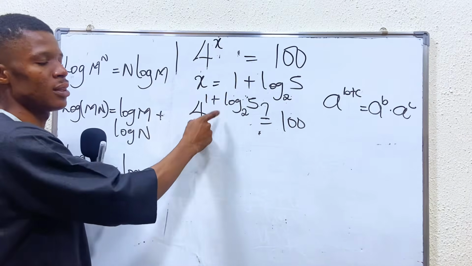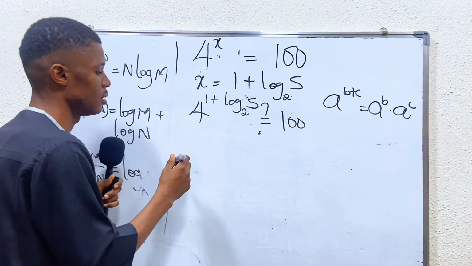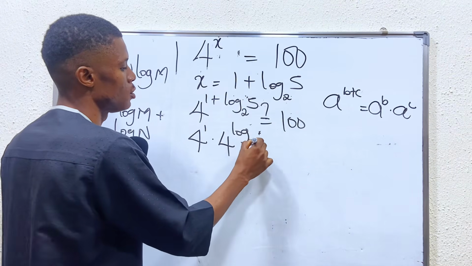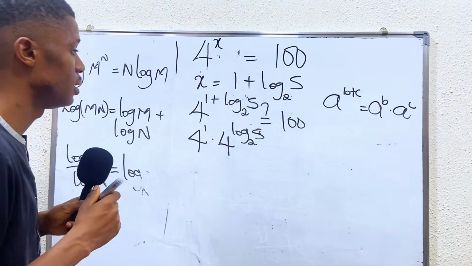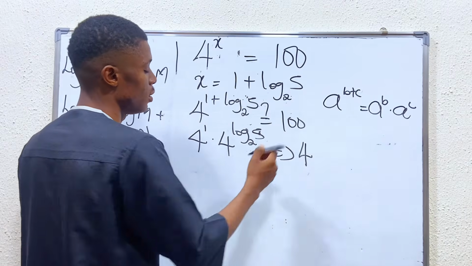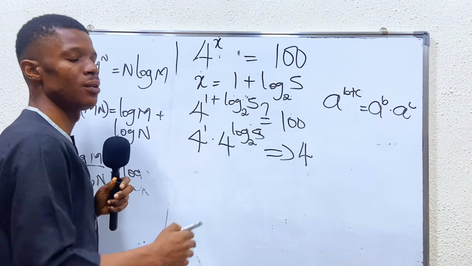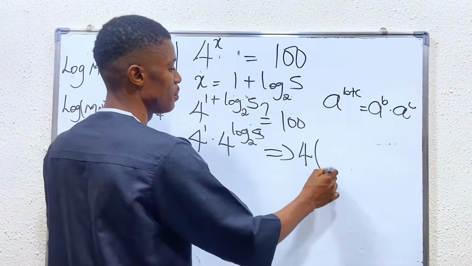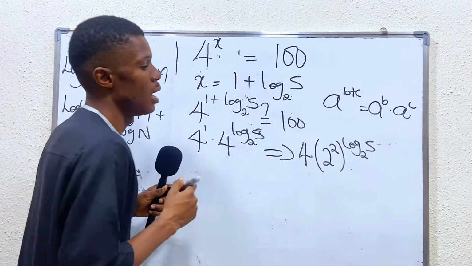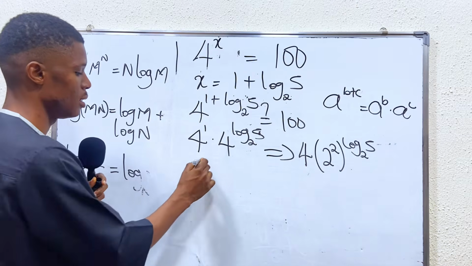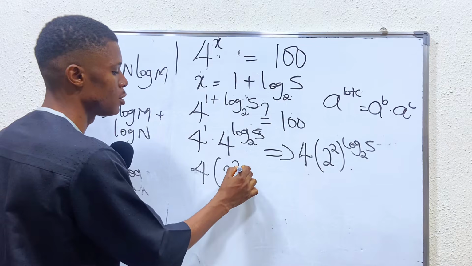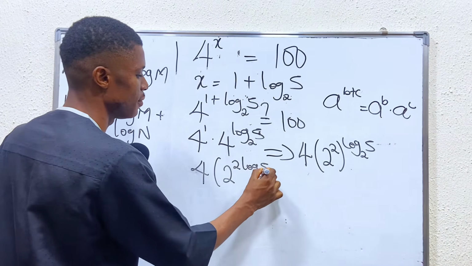So we are going to apply this rule here. If we apply it, what are we getting? We have 4 to the power of 1 times 4 to the power of log base 2 of 5. Is it actually 100? This is what we are checking. 4 power 1 is ordinary 4. And this 4, we can write it as 2 squared. So 4 multiplied by 2 squared to the power of log base 2 of 5, which we can write as 4 times 2 raised to power 2 log base 2 of 5.